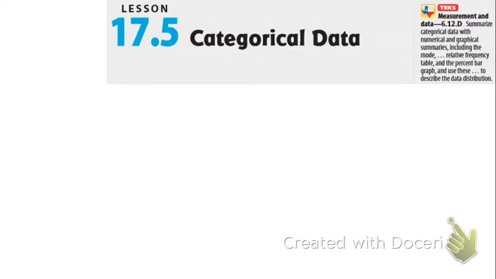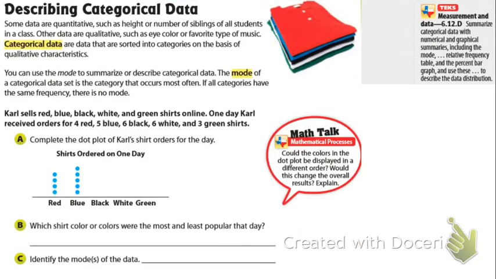Alrighty, so today we're going to start lesson 17 and 5/10, categorical data. The state of Texas expects you all to be able to summarize categorical data with numerical and graphical summaries, including the mode, relative frequency table, and the percent bar graph, and use these, amongst other things, to describe the data distribution. Alrighty, so which brings us to our first example here.